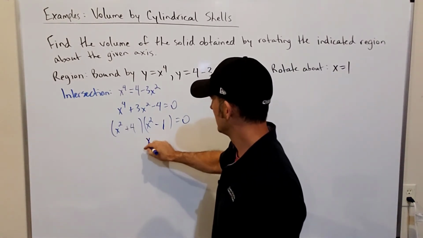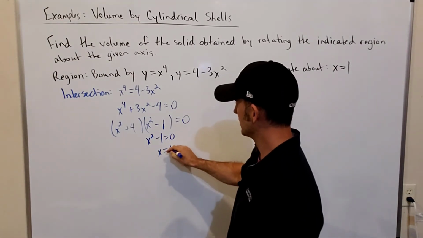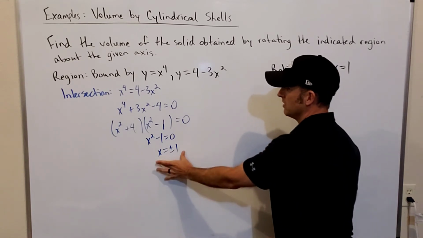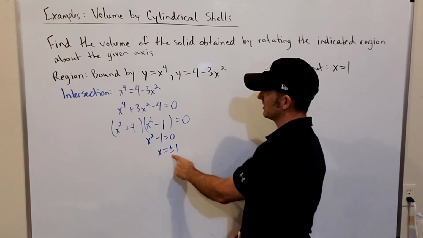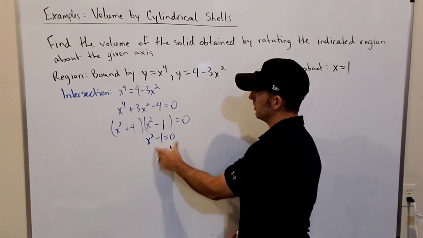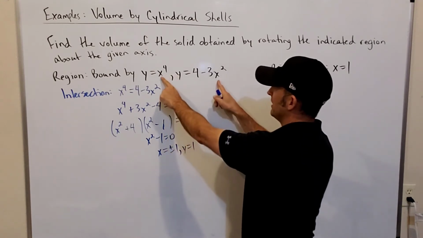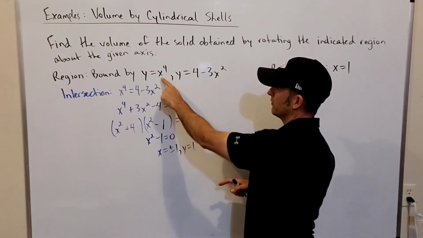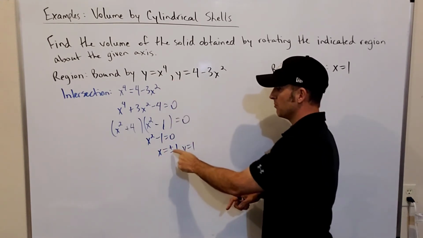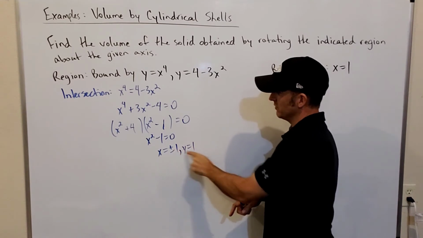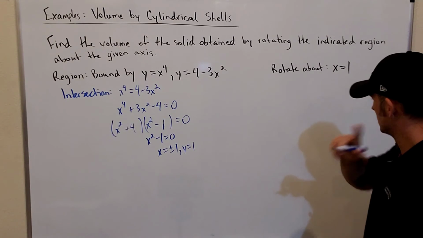So the other factor has to equal 0, which means adding 1 and taking the square root, x is plus or minus 1. So the x values where these intersect are 1 and negative 1. In both cases, if I plug 1 in, I can see that y is 1 in either curve, and if I plug negative 1 in for x, I also see that y is 1. So I've got two points of intersection, (1, 1) and (-1, 1). That's going to be helpful for us. So let's see what this looks like.